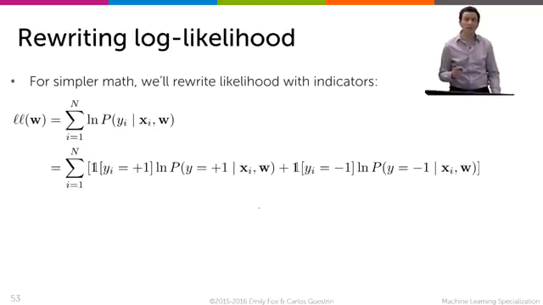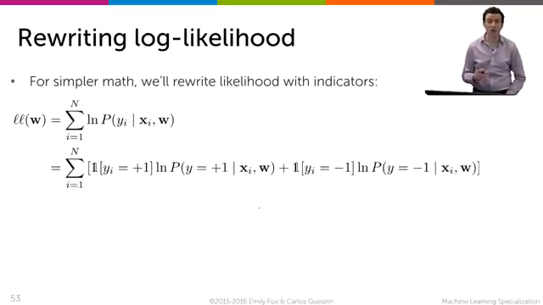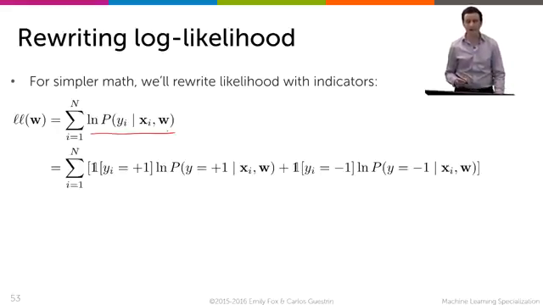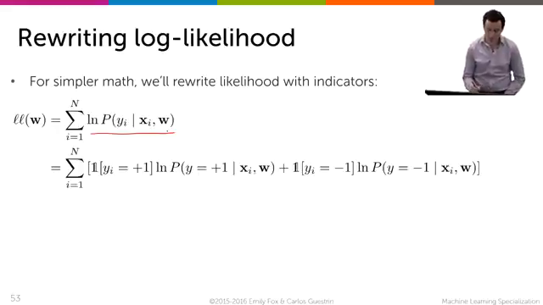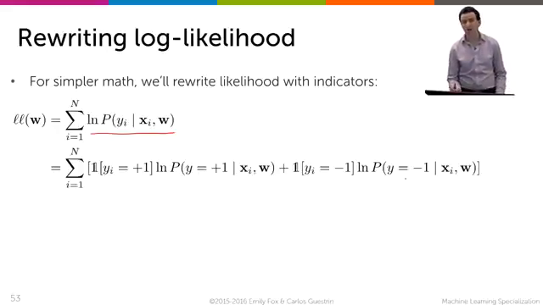Trick number 2 is to introduce indicator functions, just like we showed in the derivative that we had before. So if we take the log likelihood function, so this is the sum of the log of the probability of y_i given x_i and w, that can be written as the sum of two terms. The indicator that y_i is plus 1 times the probability of y equals plus 1, plus the indicator that y is minus 1 times the probability of y equals minus 1.